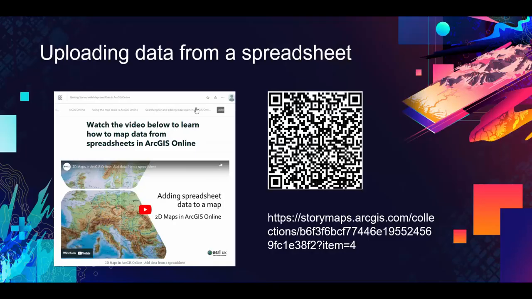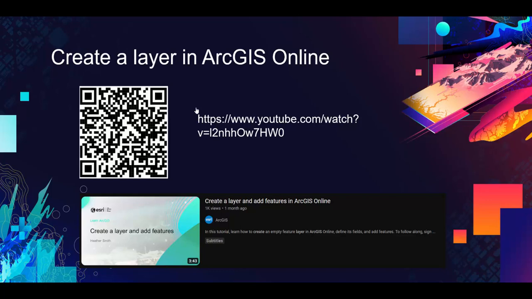The first is to upload your data from a spreadsheet. You can scan this QR code or copy the link of the URL on the screen to watch a video that will explain how you can do this. Alternatively, you can create a layer in ArcGIS Online by following the steps in this video you can see on the screen. And by following this video, you can create a custom layer with certain attributes and fields that you can then populate to begin to understand where your schools are located.